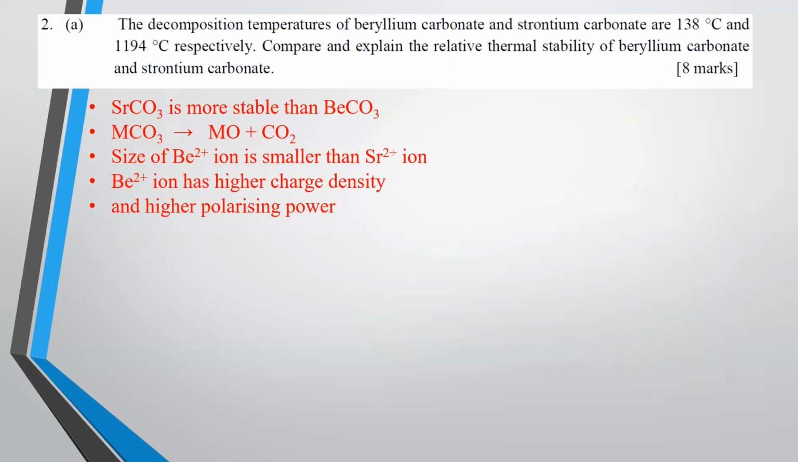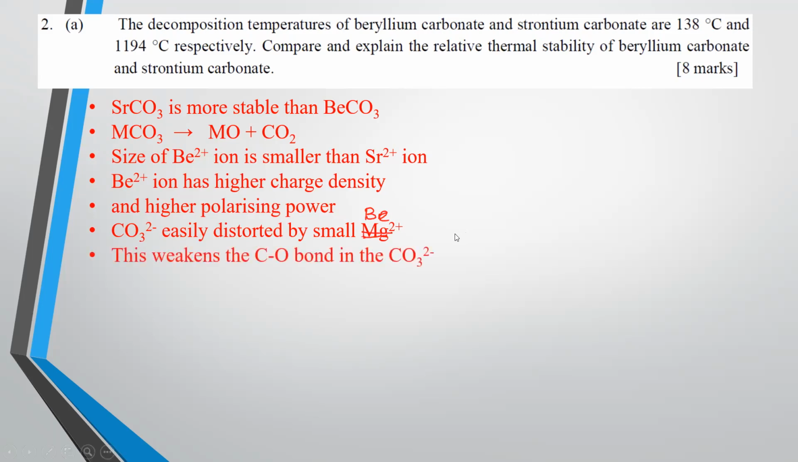So what does high polarizing power cause? So high polarizing power of the beryllium ion causes the distortion of the electron cloud of the carbonate ion by the small beryllium ion. So what will happen when the carbonate ion is distorted by the beryllium ion? So this will weaken the C-O bond inside the carbonate ion. Okay, so making the BeO easier to form. Furthermore, beryllium oxide is more stable than the strontium oxide, so making the decomposition become easier.